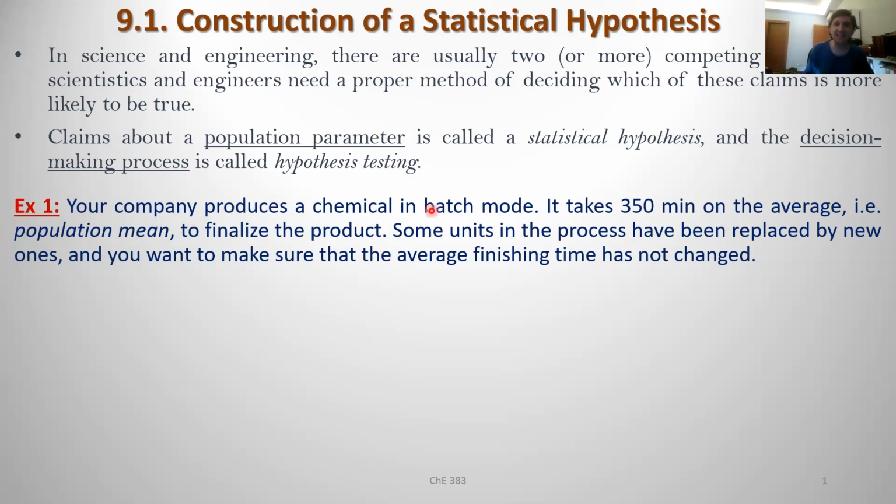So taking this as the population mean, let's say that some units in the process have been replaced by new ones. So there are some renovations in our process, and as the manager or owner of the company, we are interested in whether that average value of 350 minutes has changed. Note that this does not mean each product is going to take 350 minutes. Of course, there's going to be variance between products.